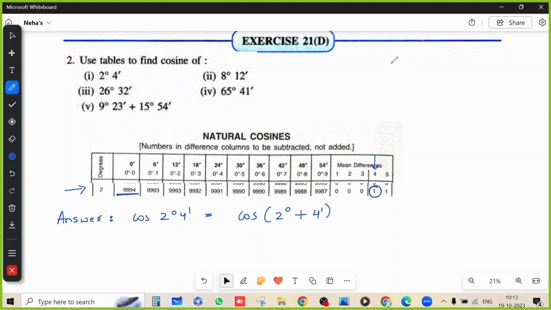Now please remember that in case of sine and tan, the difference values will be added, but in case of cos, the difference values will be subtracted. So the value of cos 2 degree is equal to 0.999, and the value that is here under the 4 minute column would be subtracted, and the answer is 0.99.